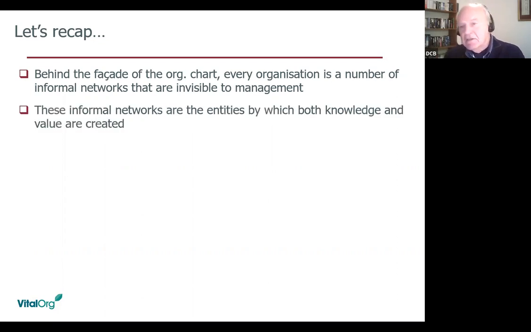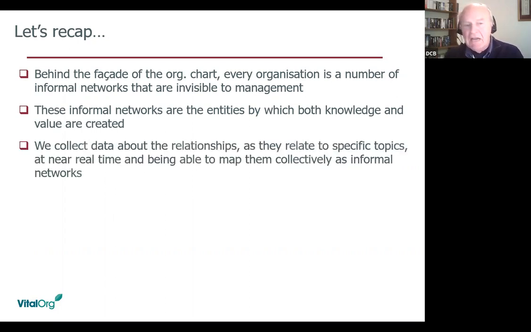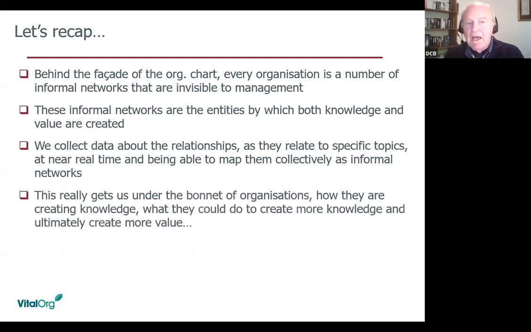And they are the entities by which knowledge and value are created. This is how the organization actually gets value through to the customer. So we collect data about those relationships only as they refer to specific topics, which is whatever it is, the wicked problem that we were given. And we do it in virtually real time because the networks are transitory. We can't do this as a 6-month exercise. It's all going to be wrapped up in a couple of weeks.